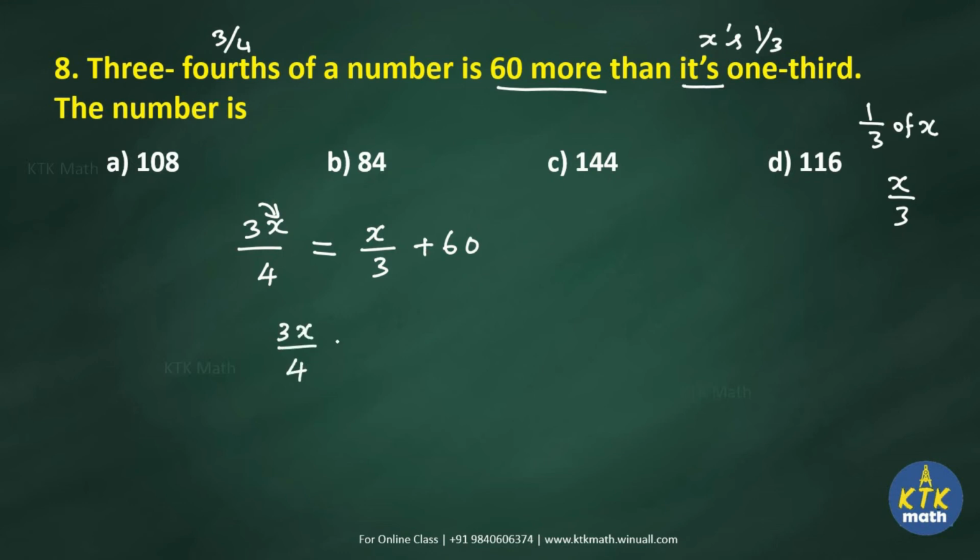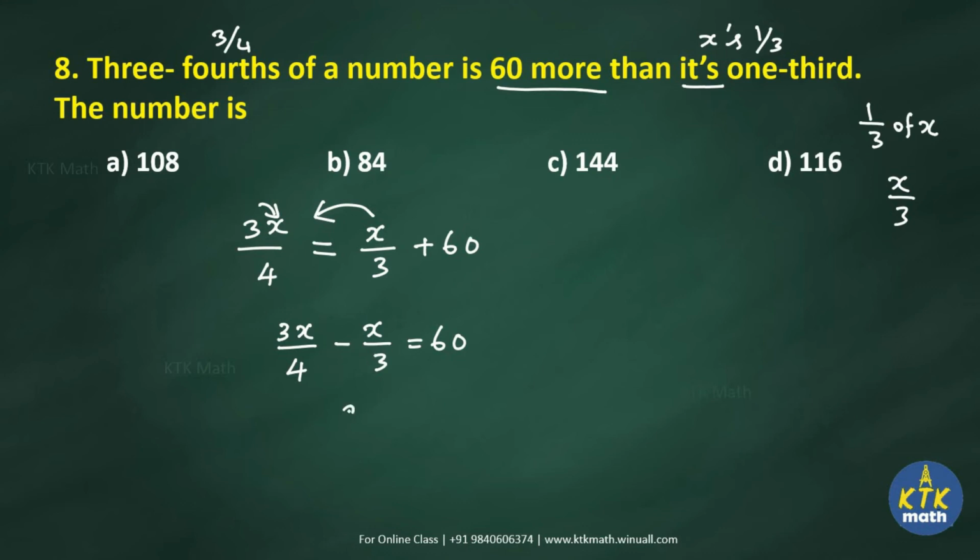3x by 4 minus x by 3 is equal to 60. Understand what I am doing? I am just bringing this x term to the left hand side. You must always arrange variables on one side, right? In the same way, 3x by 4 minus x by 3 gives you 60 there. Now you can just start simplifying, just like ordinary fraction subtraction. We used to do the cross multiplication method, right?